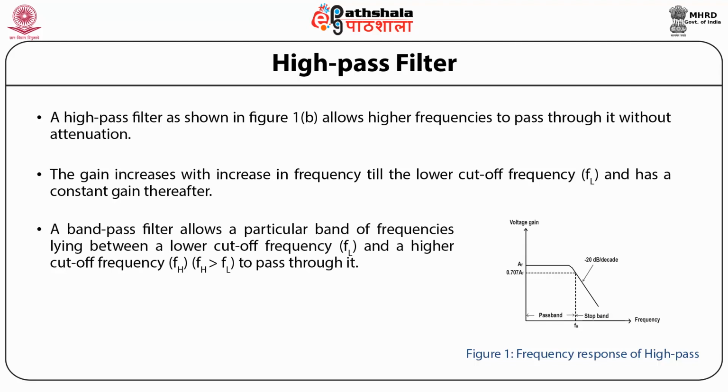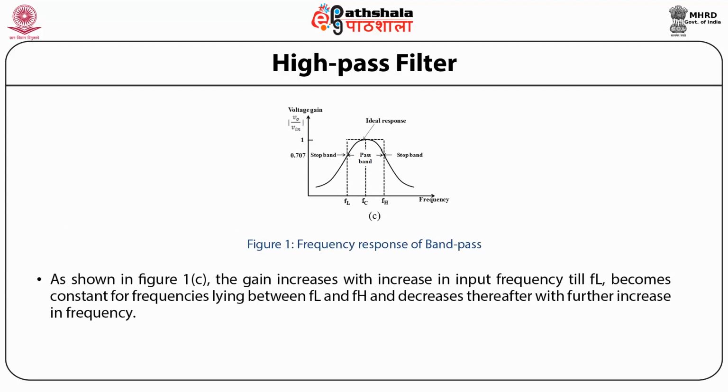A band-pass filter allows a particular band of frequencies lying between a lower cutoff frequency FL and a higher cutoff frequency FH to pass through it. Here, FH is greater than FL. As shown in the figure, the gain increases with increase in input frequency till FL, becomes constant for frequencies lying between FL and FH, and decreases thereafter with further increase in frequency.